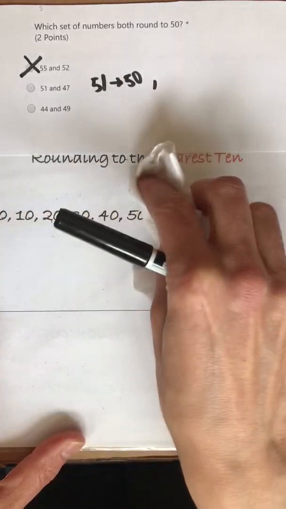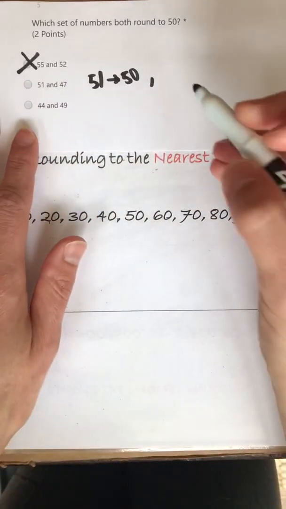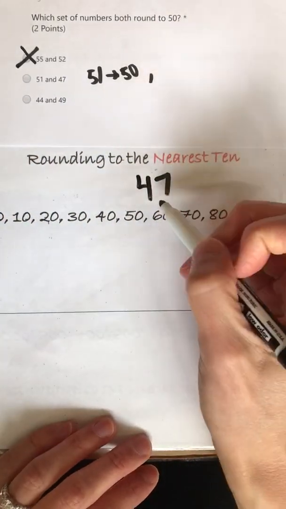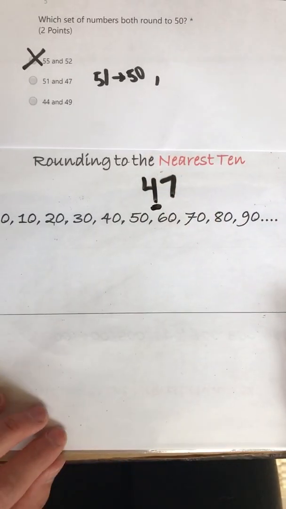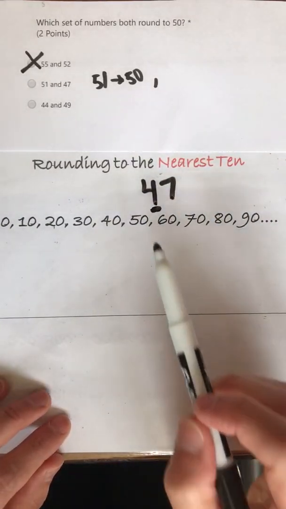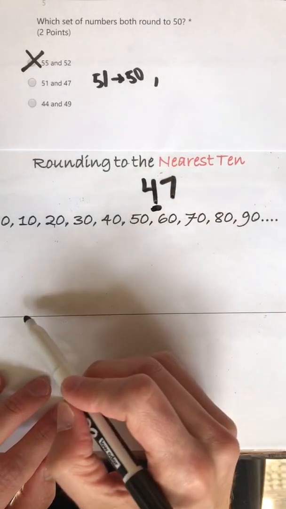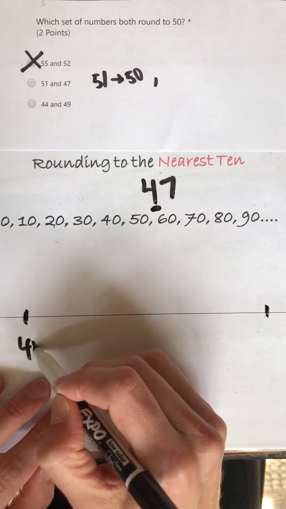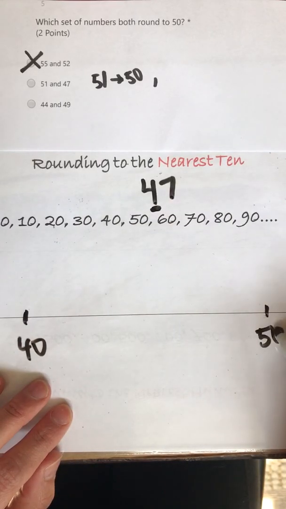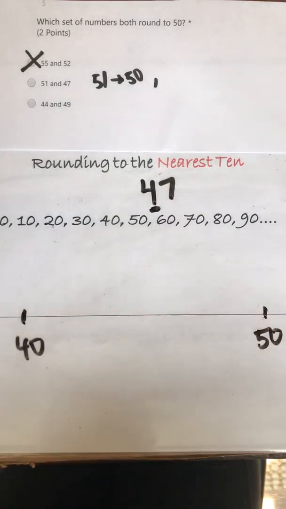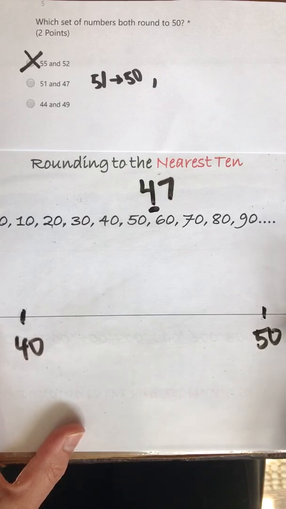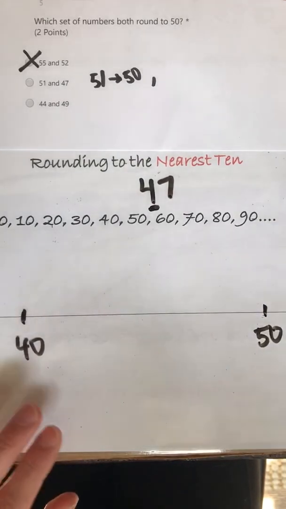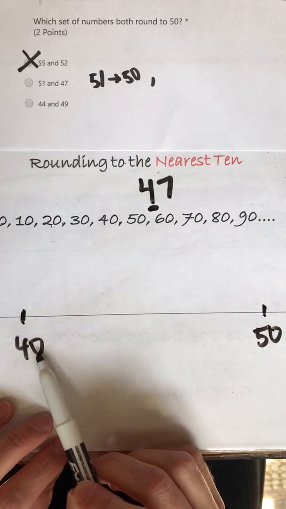So 47. Remember, look at your number in the tens place, your digit in the tens. 47 is between what two groups of 10? That's right, 40 and 50. I'm sorry, I just made a mistake. No, I didn't make a mistake, whoops. 47 is between 40 and 50.